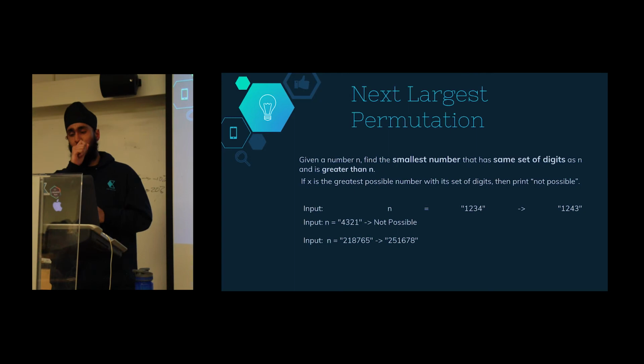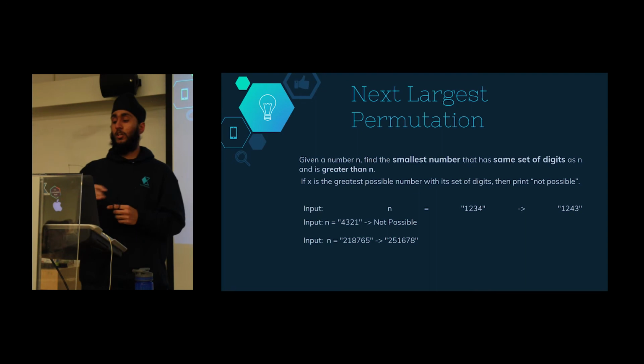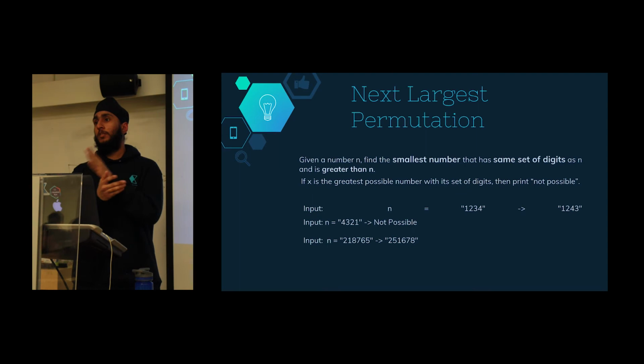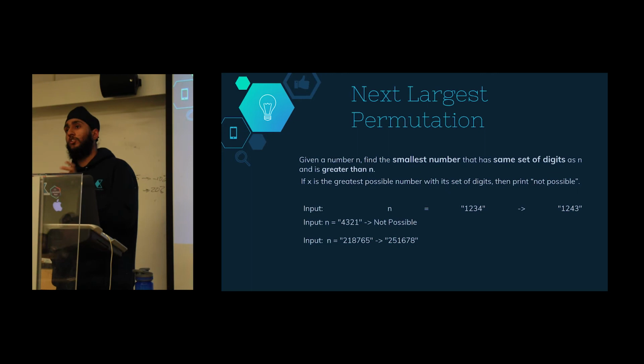The idea of a permutation, if you haven't seen it, at least in this context, is that you want to maintain all the characters that you have, just in a potentially different order. And the order we want is such that the integer you create is greater than the integer that you started with. So that seems a little broad, but we'll make this a little bit more concrete.